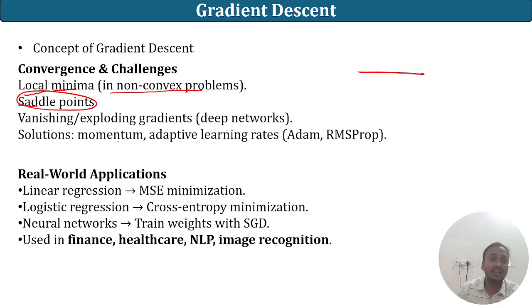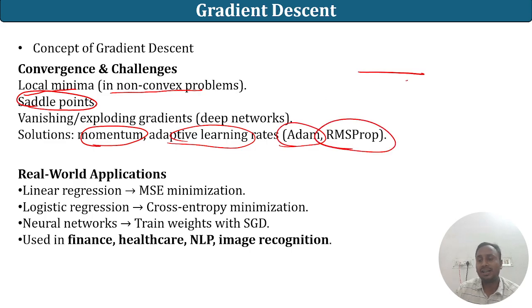So what will be the solution? We can give momentum or adaptive learning rate, like Adam or RMSprop. We learn from the past, and then we can give an adaptive learning rate based upon the error. So they will learn by themselves, and we can get better parameters by minimizing the loss function.